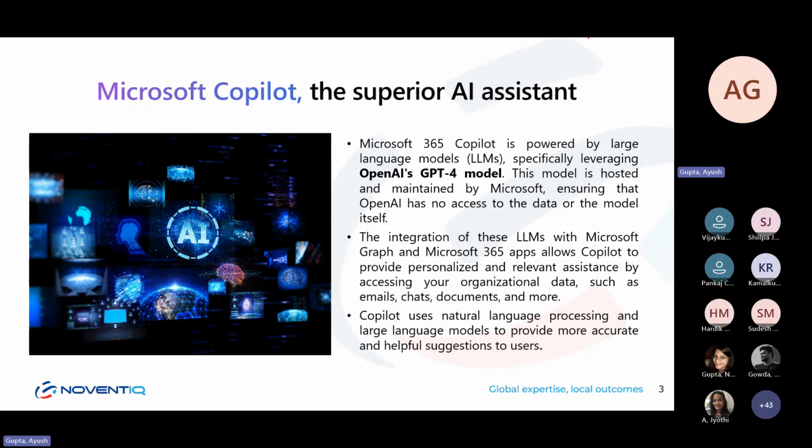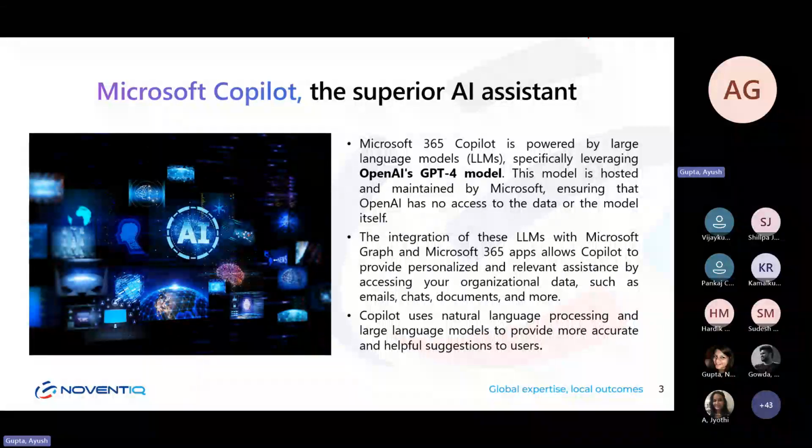The integration of these LLM models is Microsoft Graph. So what is Microsoft Graph? Microsoft Graph is your data. So the LLM model will get combined with your data, whatever data on your tenant which is related to you and that you have access to. Then Microsoft applications will work on top of that data, and you can easily use Copilot on top of that. You can ask any question in emails, in Word, in Excel, in Microsoft Chat to get your answers.